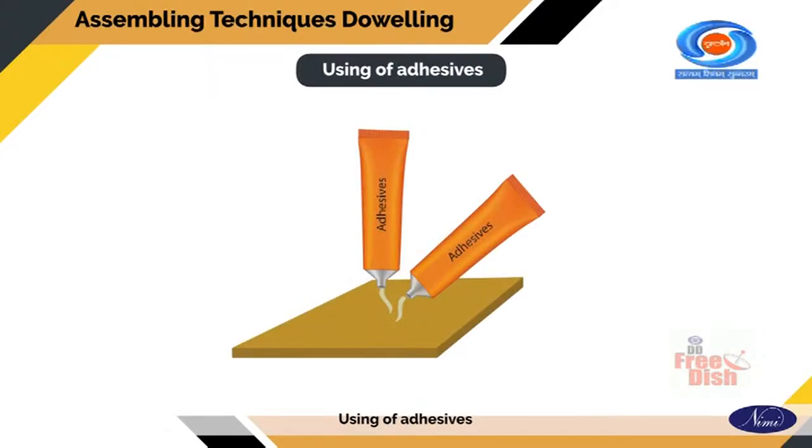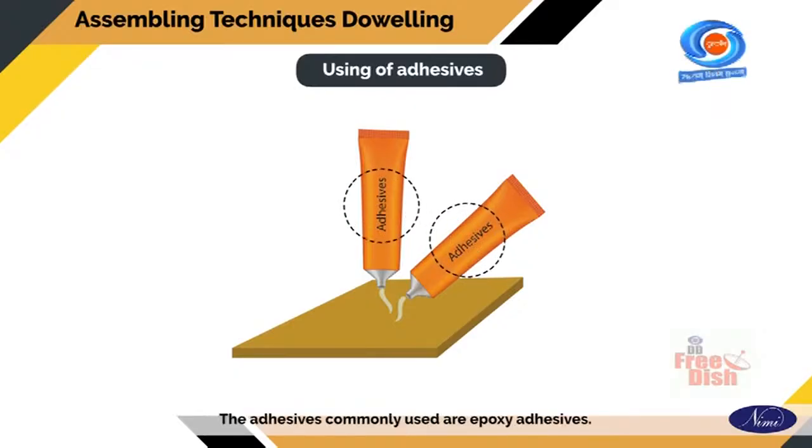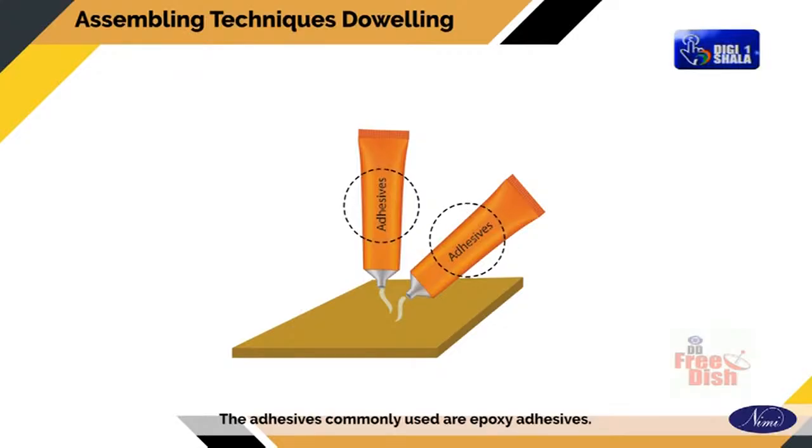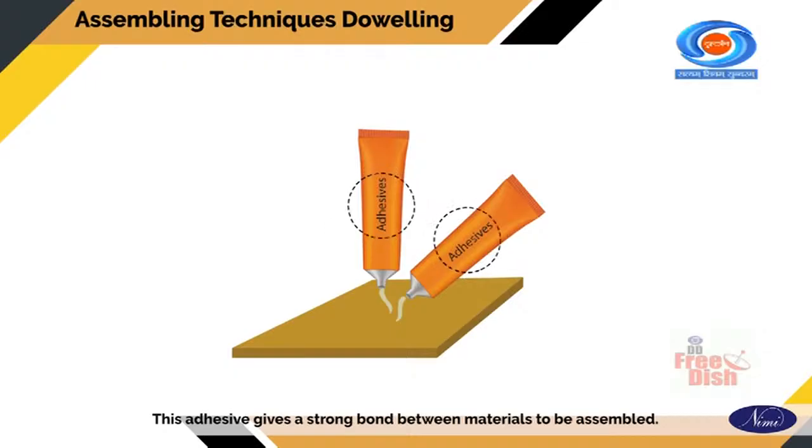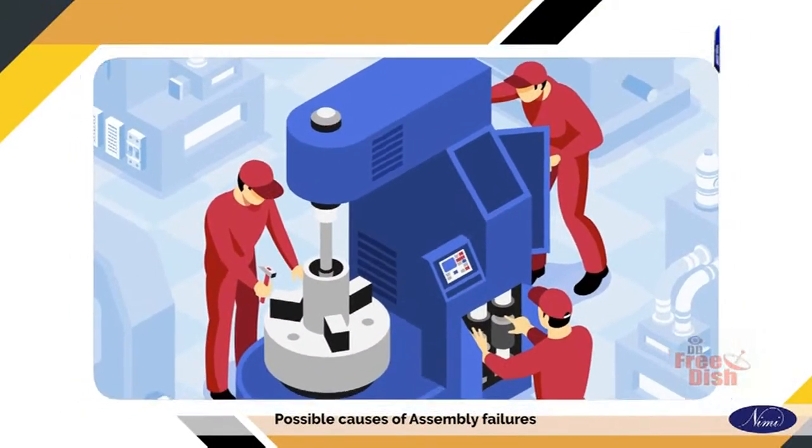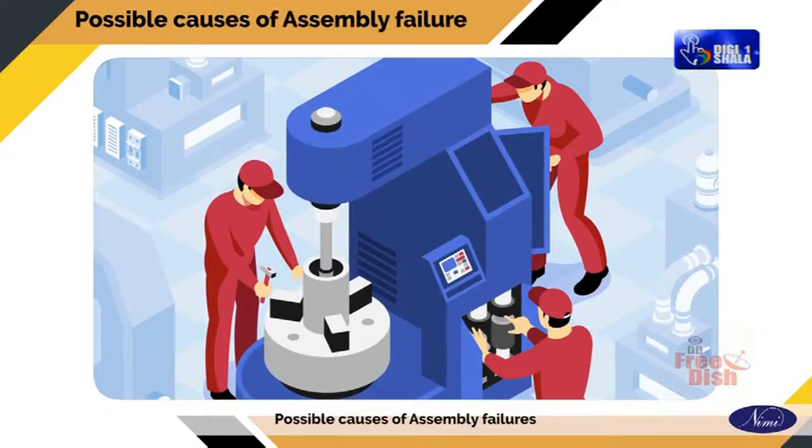Using adhesives. The adhesives commonly used are epoxy adhesives. This adhesive gives a strong bond between materials to be assembled. Possible causes of assembly failures.